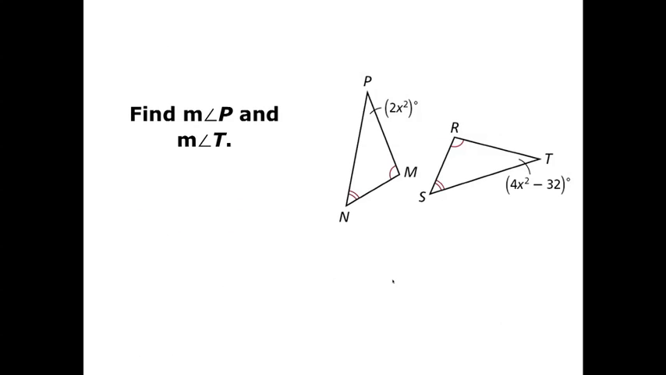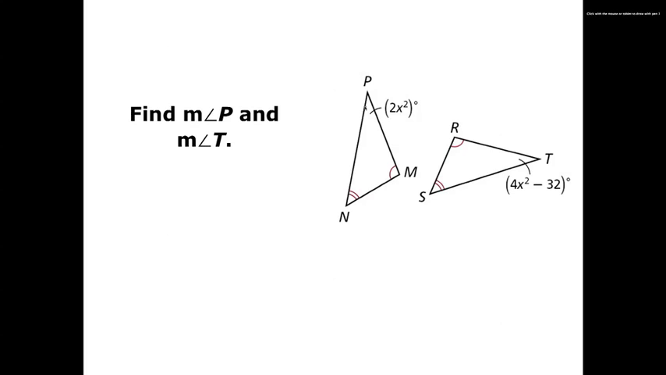Here I want to find the measure of angle P and the measure of angle T. This is using the third angles theorem. As you see, I have 2 arc marks for angle N. I also have 2 arc marks for angle S, so those 2 angles are congruent, N and S. I have a single arc mark for angle M and a single arc mark for angle R, so M and R are congruent. So I have 2 angles in the first triangle congruent to 2 angles in the second triangle.